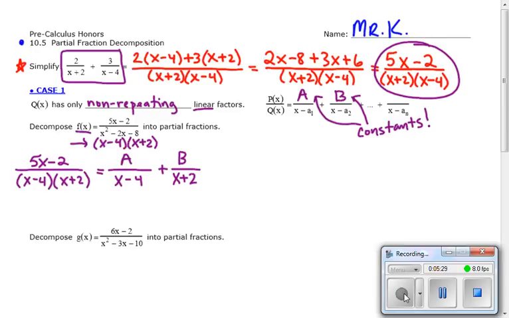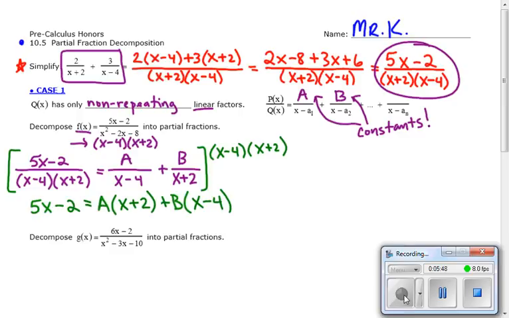So in this example, it's pretty clear that we would multiply the entire equation by x minus 4 and x plus 2, and that would kill all of our denominators. So let me jump to what that next line would look like. Take a moment to look at where I just jumped to. Imagine I just cleared out my denominators.